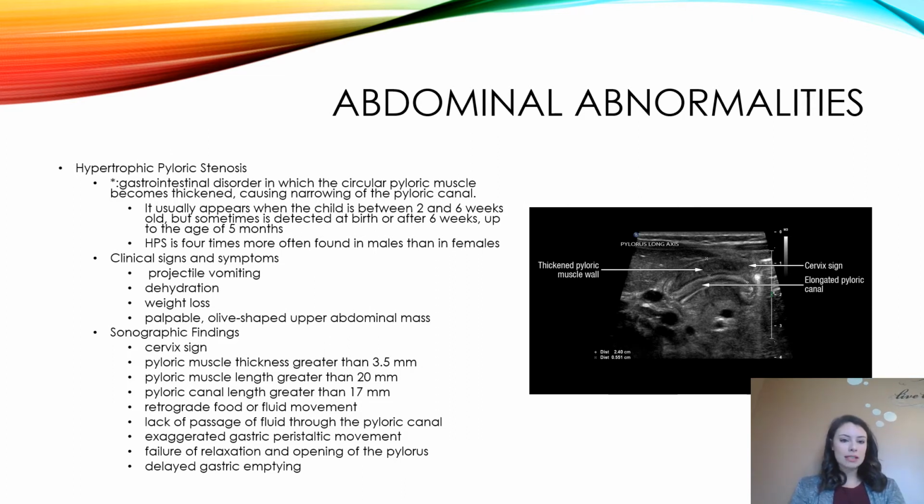Some ultrasound findings: there's the cervix sign. Pyloric muscle thickness is greater than 3.5 millimeters. The pyloric muscle length is greater than 20 millimeters. The pyloric canal length is greater than 17 millimeters, and there's retrograde fluid movement, so it's going back up, which is the vomiting. Lack of passage of fluid through the pyloric canal, exaggerated gastric peristaltic movement, failure of relaxation and opening of the pylorus, and delayed gastric emptying.